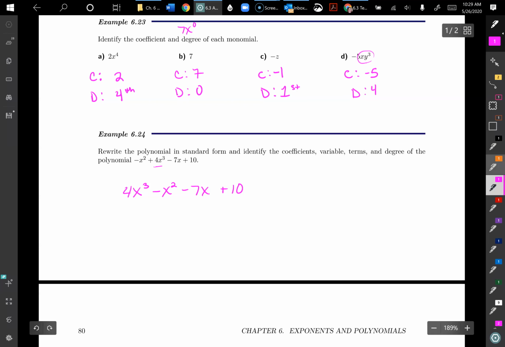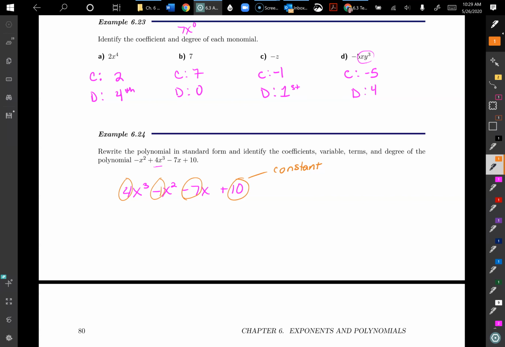Coefficients are, I'll circle those in orange. We have 4. We have actually -1 is the coefficient, -7, and 10, which is also a constant if it's a degree 0.